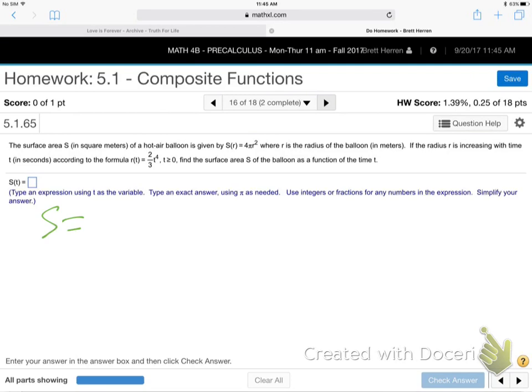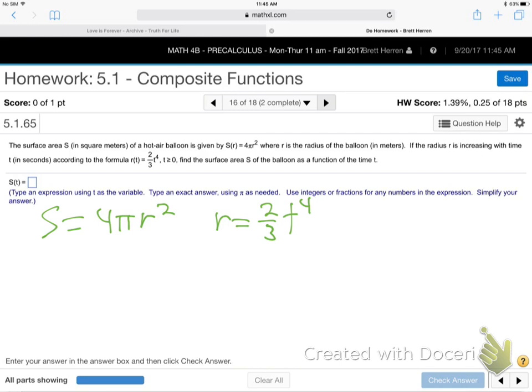Okay, so that's surface area. 4 pi r squared. What else does it say? R's radius. If the radius is increasing with time, according to the formula, R is 2/3 t to the 4th. Find S of t. Once I tell you what's going on, it won't be hard at all.